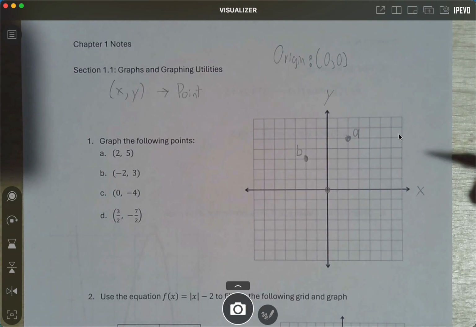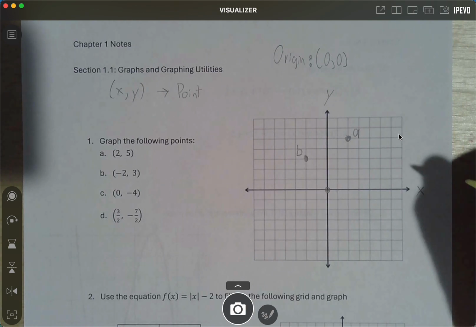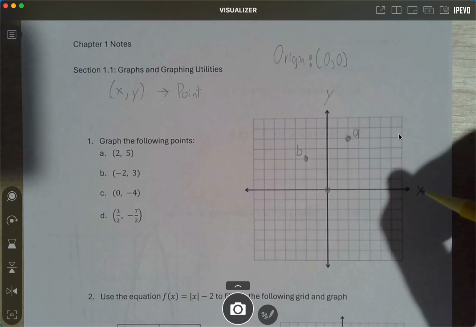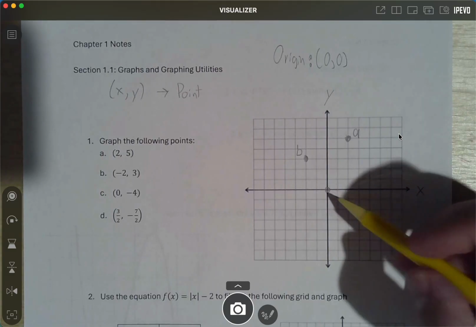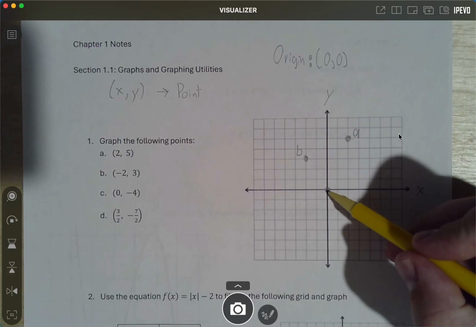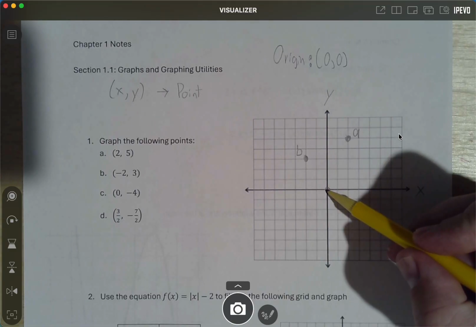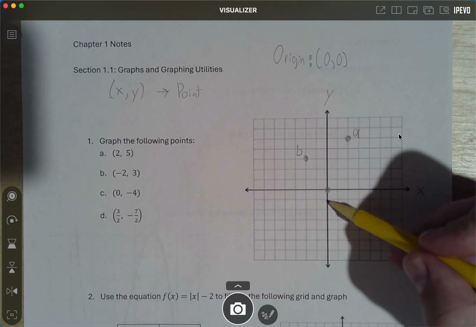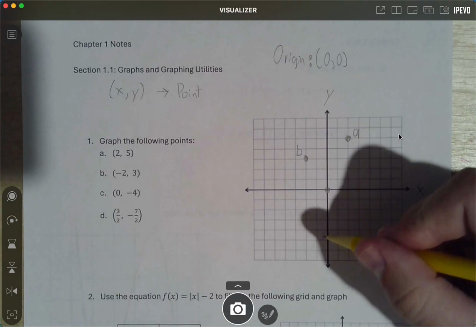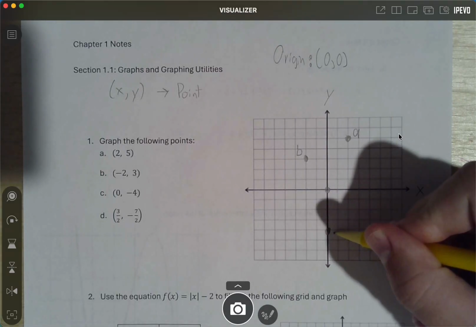Up next, we have example C. Now that's the point 0, negative 4. Don't overthink it. Just think, again, how do I move left and right? And then from there, how do I move up and down? So I'm here at the origin. So how do I move left and right? Well, I move 0 left and right. I don't move anywhere. And then I move negative 4, or down 4. So down 1, 2, 3, 4. And this is point C.